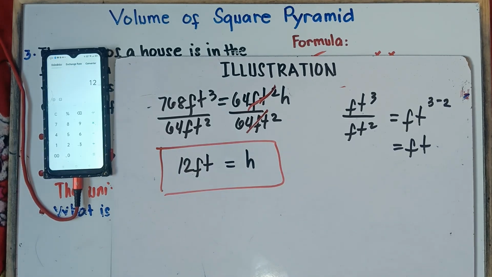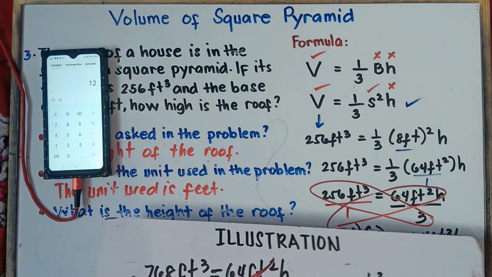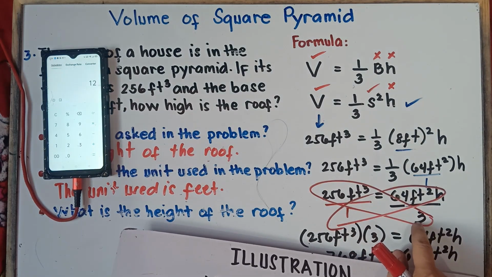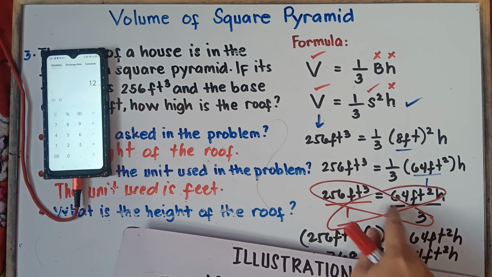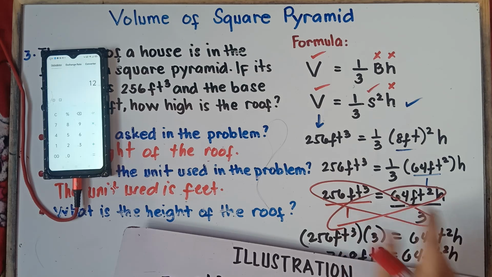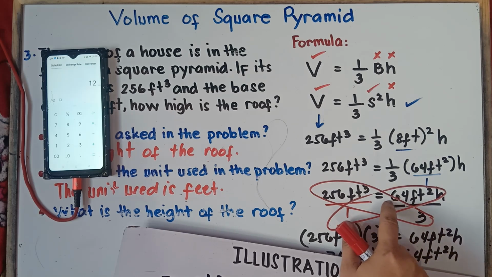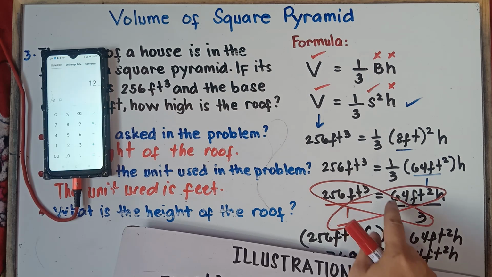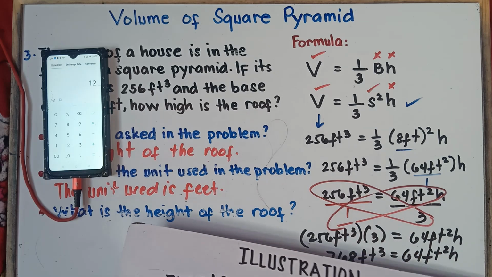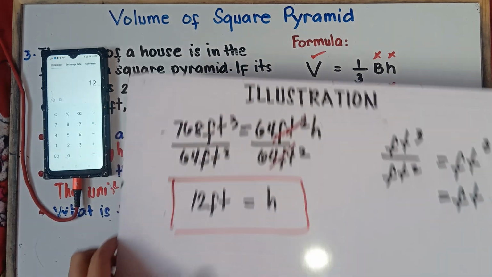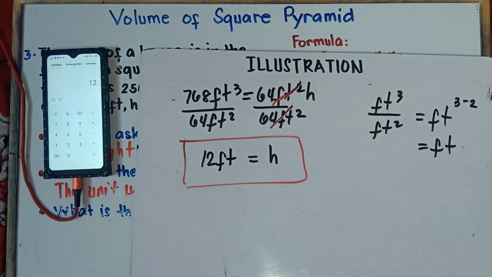For example number 3, class. Quite complicated, right? For number 3, because we cannot divide 64 by 3. If this number, class, is just divisible by 3, I'm sure it would be very easy. But since 64 is not divisible by 3, we cannot divide 64 by 3. We will get a decimal answer. So that's why, class, we need to do cross multiplication, or we can apply the properties of equality. That's the answer for number 3. Our height is equal to 12 feet.